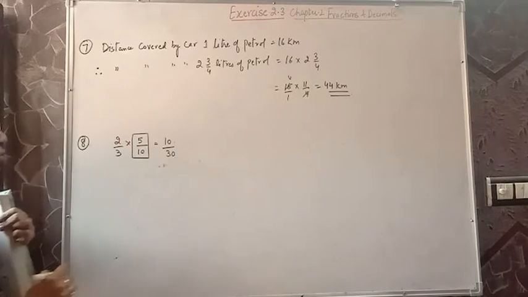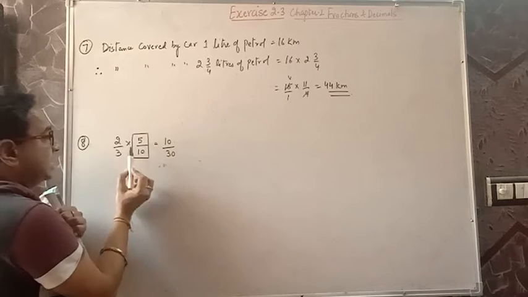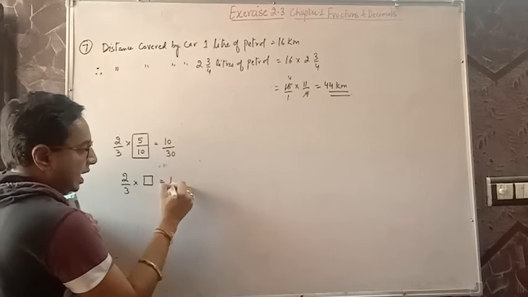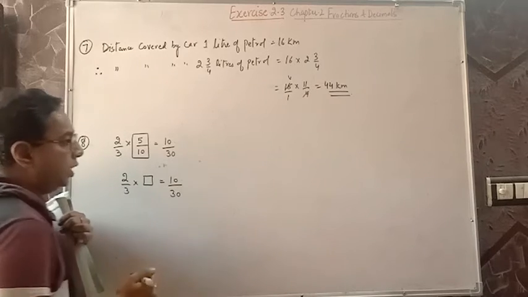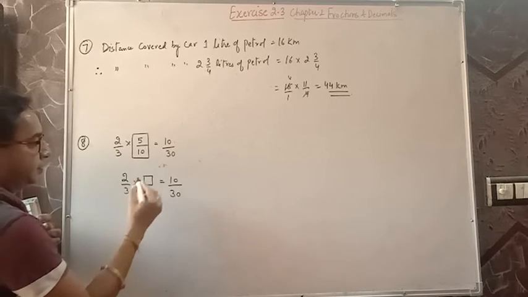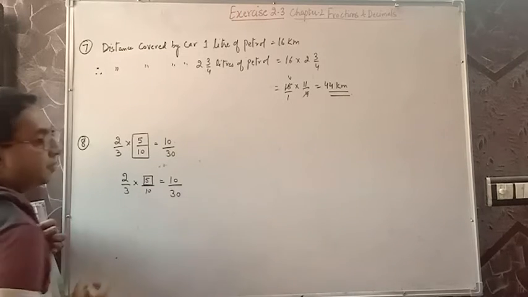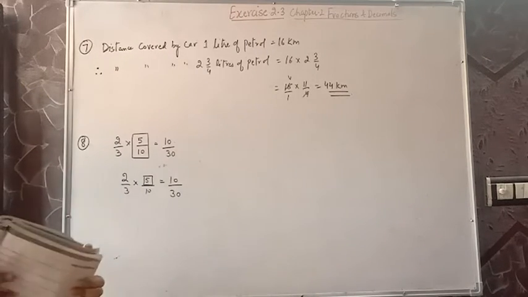Clear? Or if you don't know how to do it, see, the question was 2 by 3 box 10 by 30. What you can do? Divide 10 by 2, 5. Divide 30 by 3, 10. What is the answer? 5 by 10. So this is how you can do. Next.